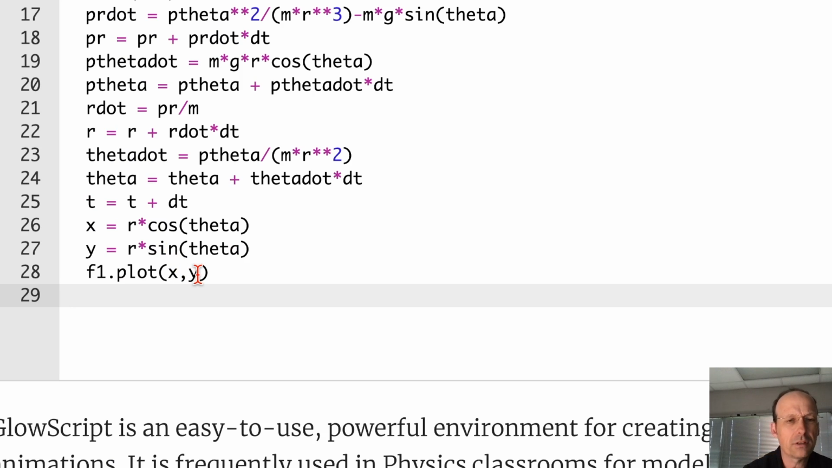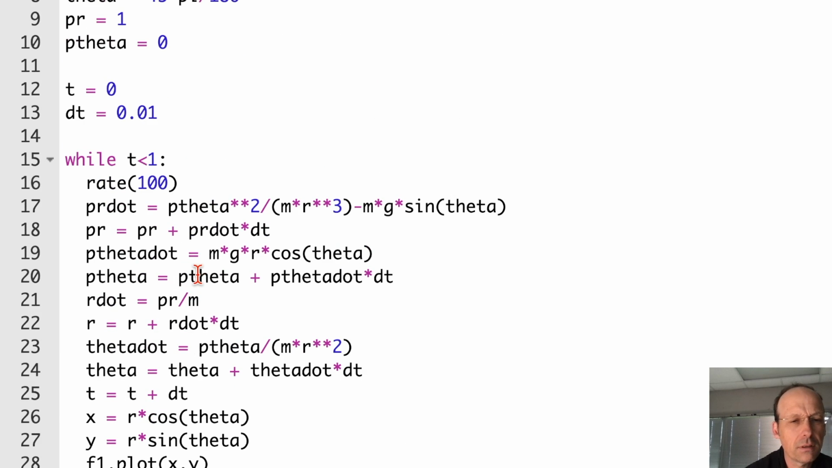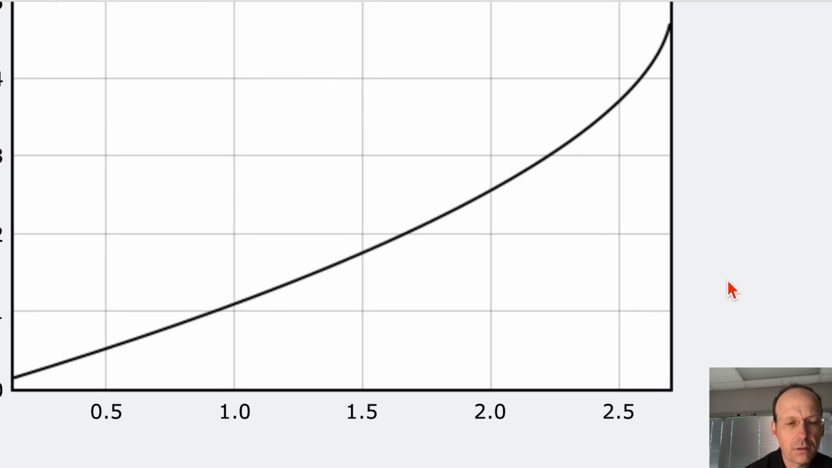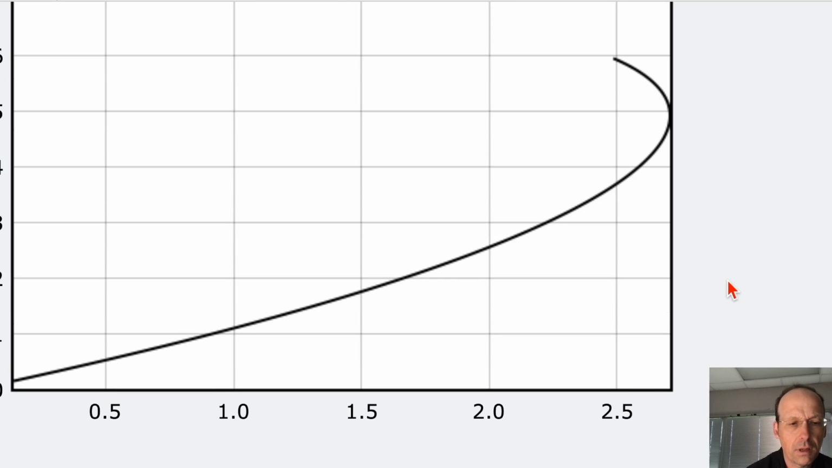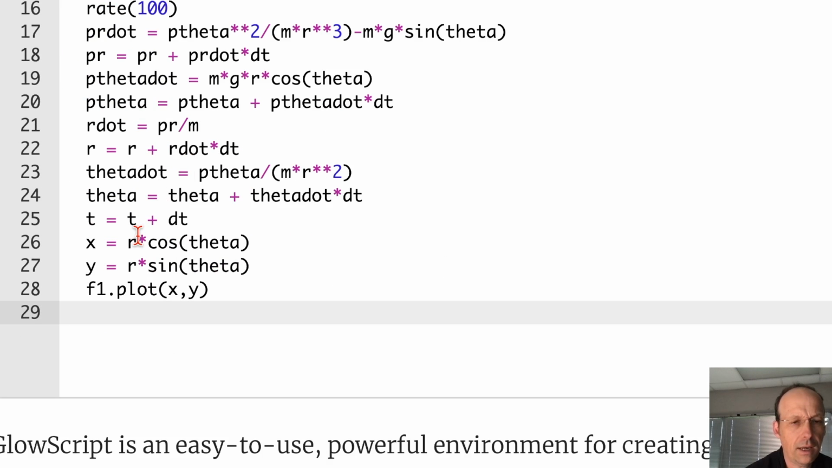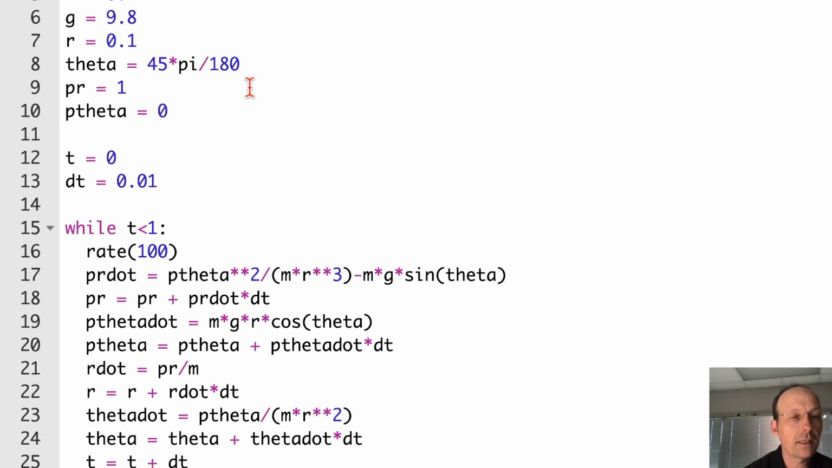Why is it backwards? Huh. This is plotting X on the... X equals R cosine theta, Y equals R sine theta. Plot X versus Y. What did I do wrong? Just checking. At least I don't have focus problems.